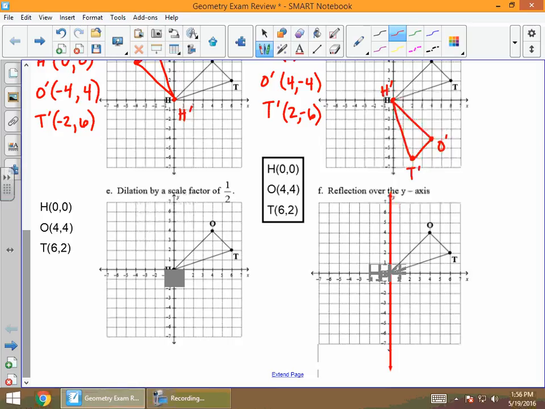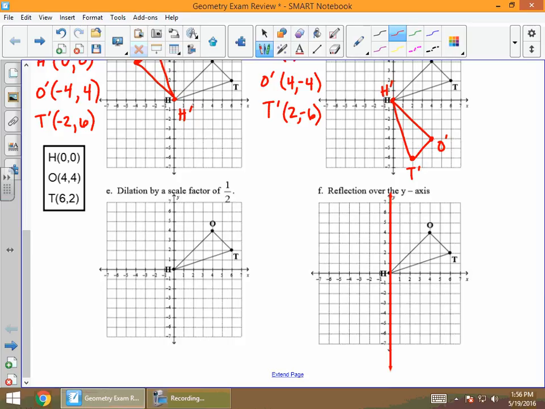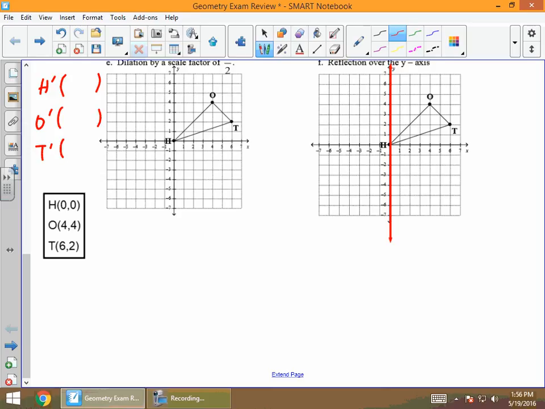As I look at a dilation of a scale factor, let me go ahead and just get rid of that. A dilation by a scale factor of 1/2 just means that you take your x and y values and multiply them by 1/2. So that means H, O, and T. Let's do half of everything. Okay, half of 0 is 0, half of 0 is 0. For O, half of 4 is 2, half of 4 is 2. For T, half of 6 is 3, half of 2 is 1.